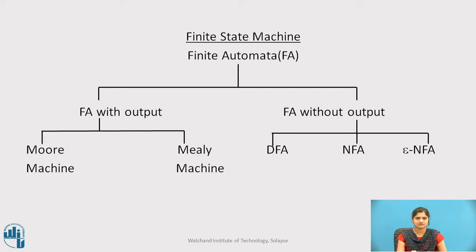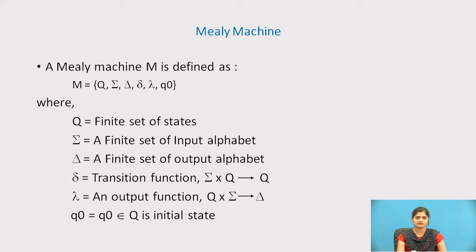Now, what is finite automata? We have previously studied that the finite automata or finite state machine is divided into two broad categories, FA with output and FA without output. In the FA with output category, we have the Moore and the Mealy machines, whereas for FA without output, we have the deterministic finite automata, non-deterministic finite automata, and non-deterministic finite automata with epsilon or null transitions. Now moving towards finite automata with output, the Mealy machine.